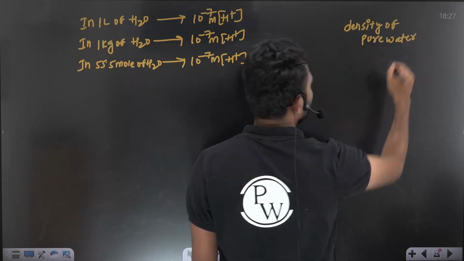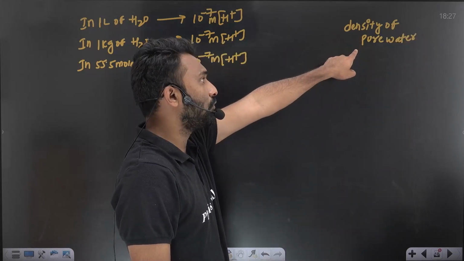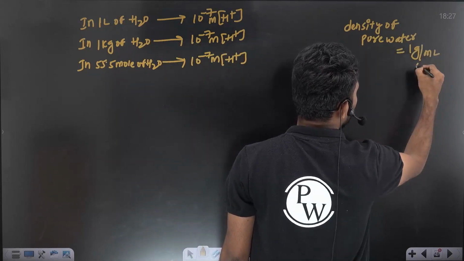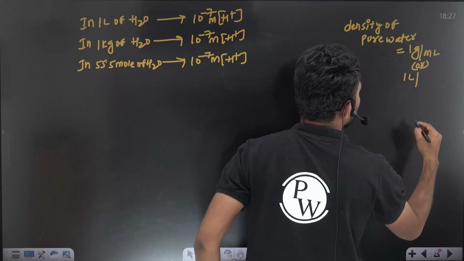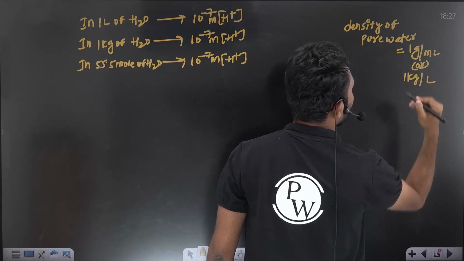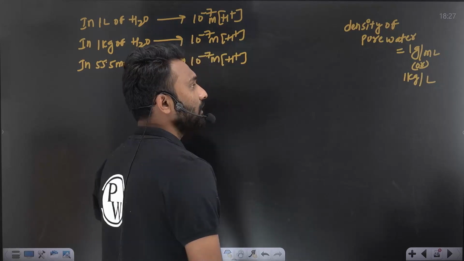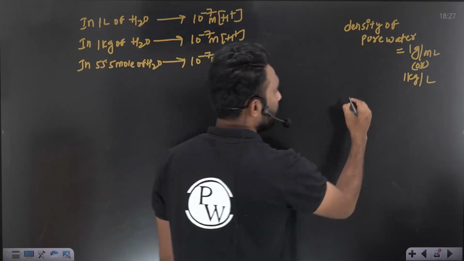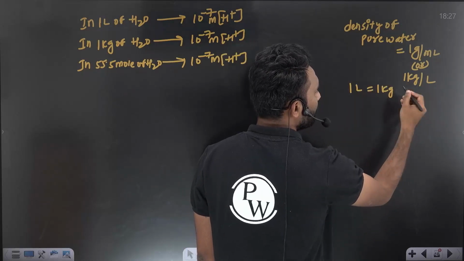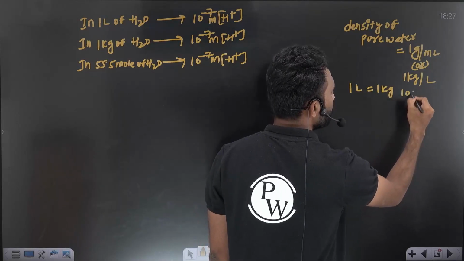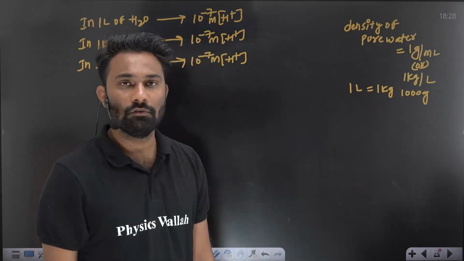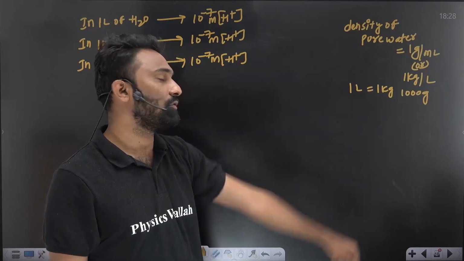Now, in the ionic product of water, what have I taken? Density of pure water is equal to 1 gram per ml, or 1 kg per liter. That means in 1 liter there is 1 kg. Now if I convert it into grams, it will be 1000 grams. So 1 liter of water has 1000 grams of H2O.